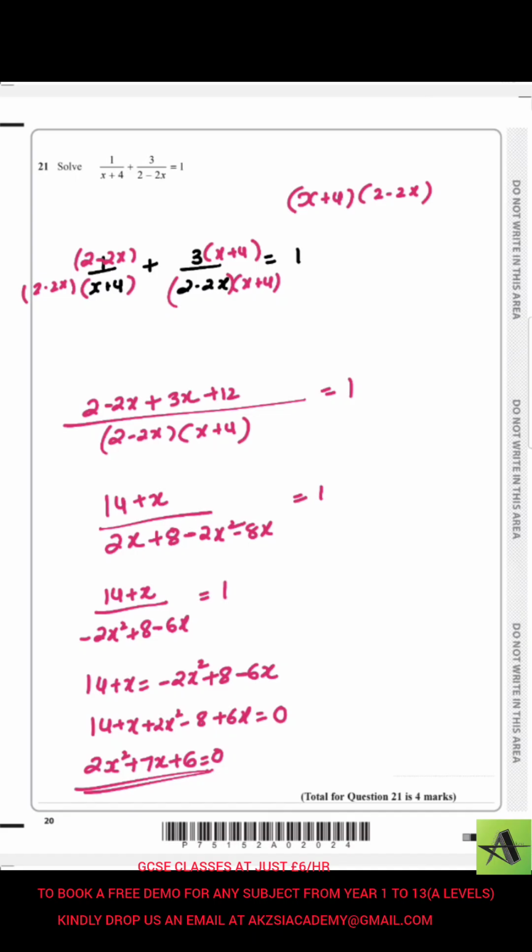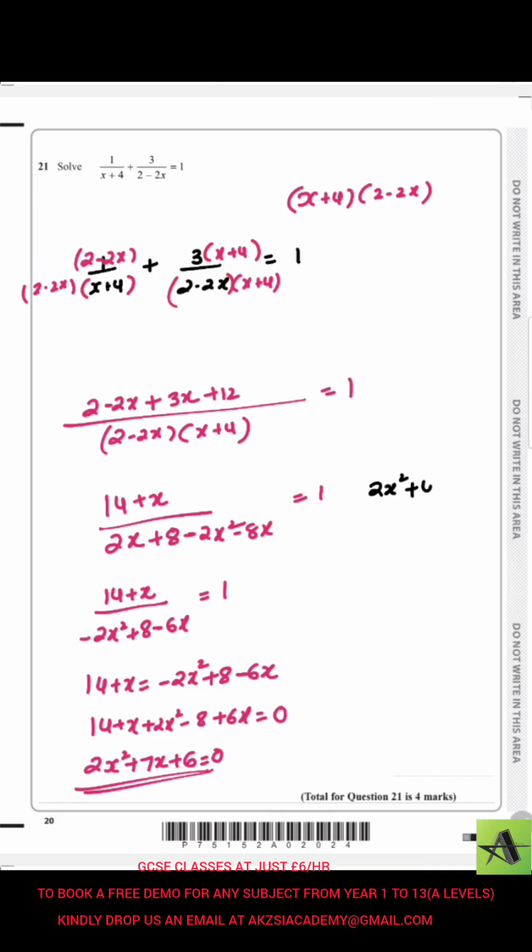it can easily be done by factorization method. I just have to find two numbers. Their sum should be 7 and the product should be equals to 6 times 2, which is 12. And two numbers are 4 and 3 easily. So by splitting the middle term, in place of 7x, I'll write 4x plus 3x, and that's why we have calculated or we have found those two numbers.